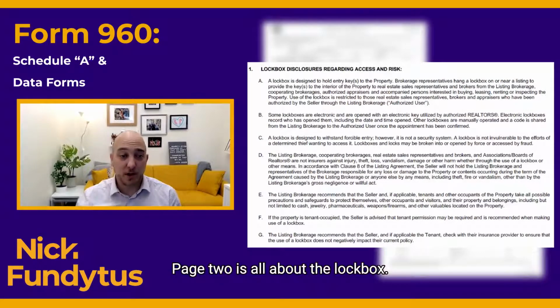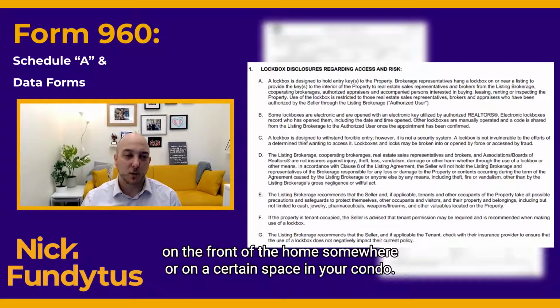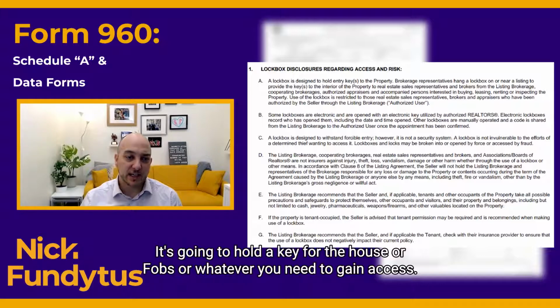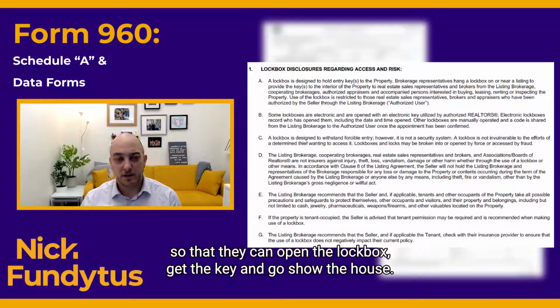Page 2 is all about the lockbox. When we list a home, typically a realtor is going to put a lockbox on the front of the home somewhere, or on a certain space in your condo, that's going to hold a key for the house or fobs or whatever you need to gain access. Then when other realtors come along to show the house, we give them the code so that they can open the lockbox, get the key, and go show the house.